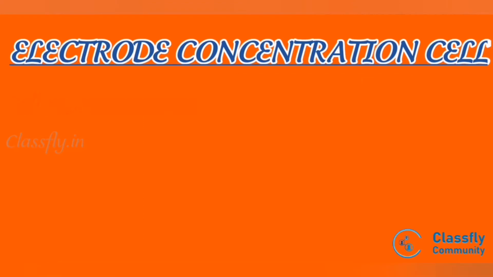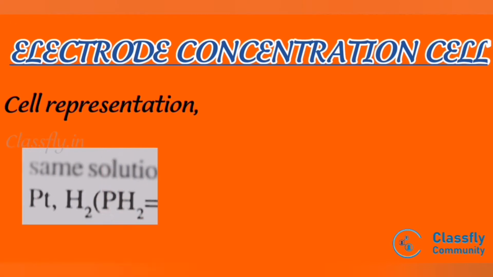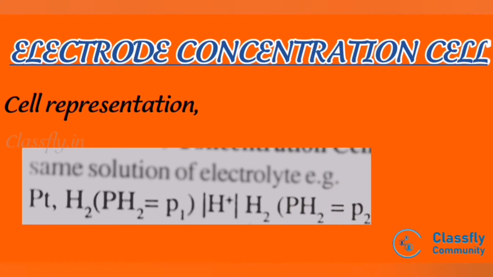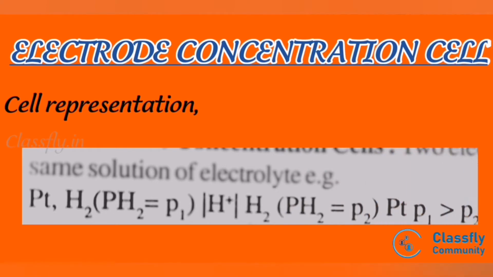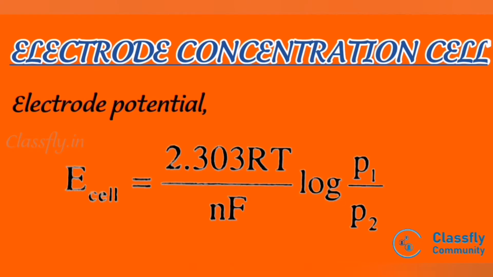same solution. Cell representation is Pt, H2 (pH2 = P1) / H+ / H2 (pH2 = P2), Pt. Here the pressure of hydrogen gas is P1 on one side and P2 on the other, where P1 is greater than P2. So the electrode potential is equal to 2.303 RT by nF log P1 by P2.